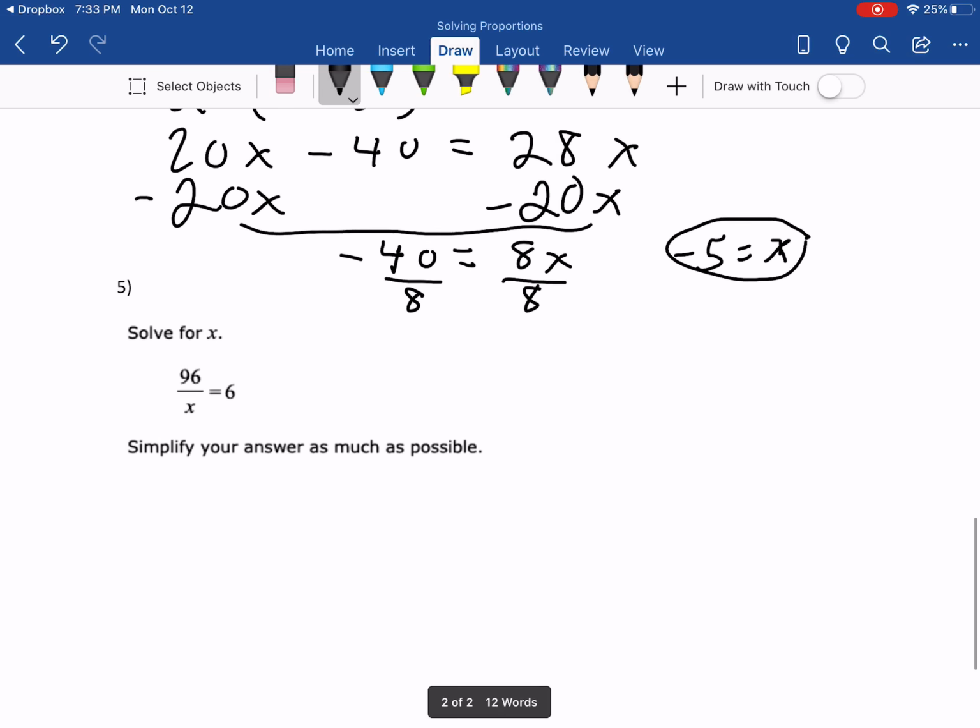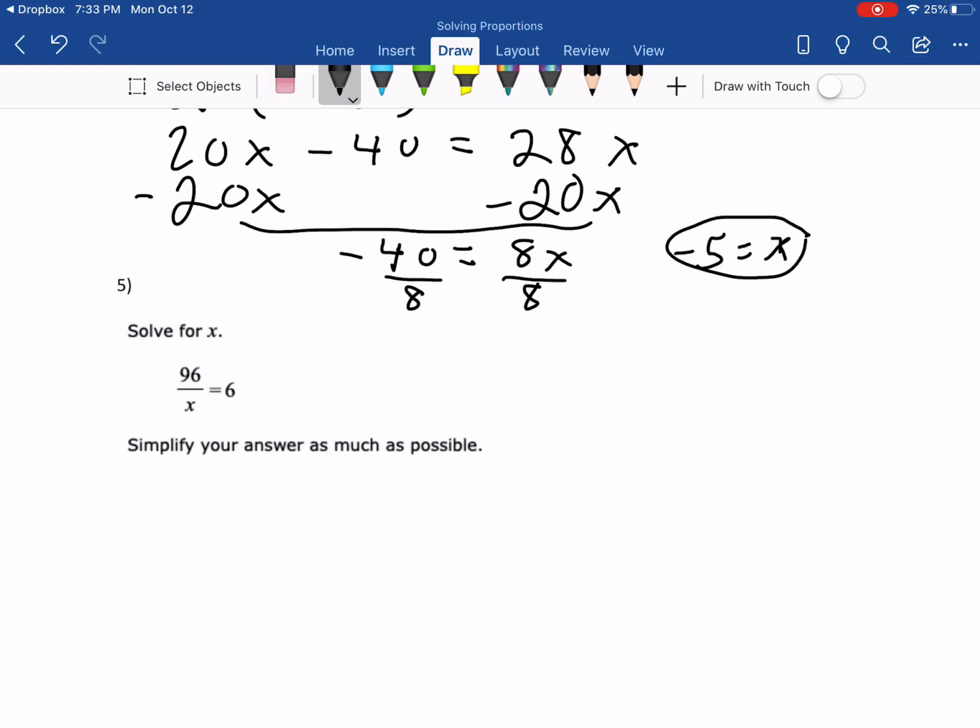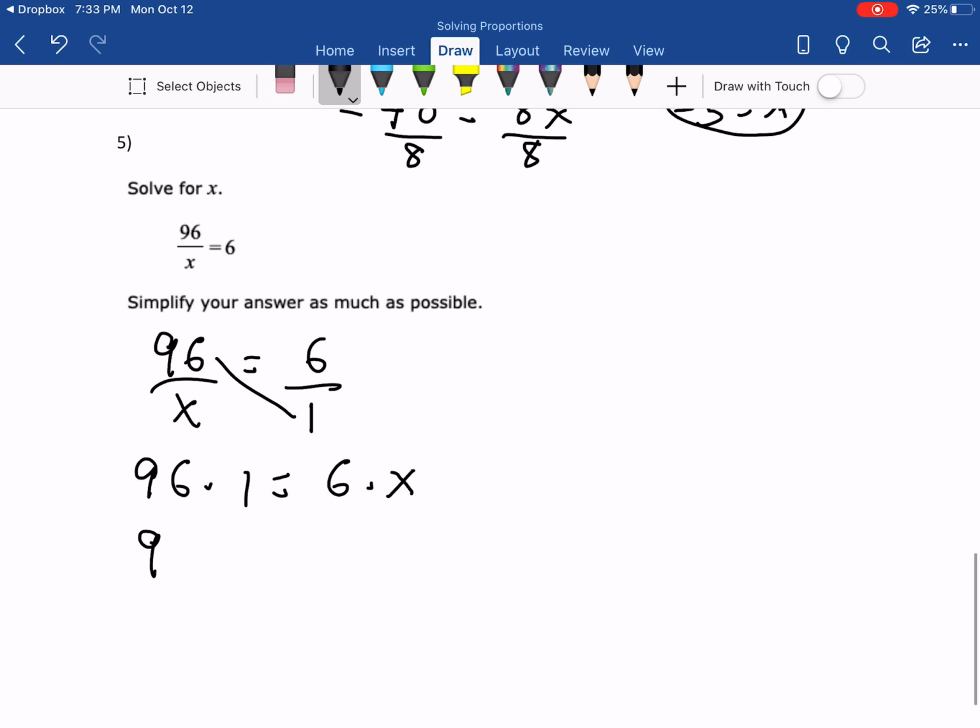Okay, last one. You should notice that the left side is a fraction, the right side is not. So I'm going to rewrite it. I can turn the 6 into a fraction by putting it over 1. So I'm going to go 96 over x equals 6 over 1. Our cross product, 96 times 1 equals 6 times x. 96 equals 6x. We'll divide each side by 6, and 96 divided by 6 is 16.